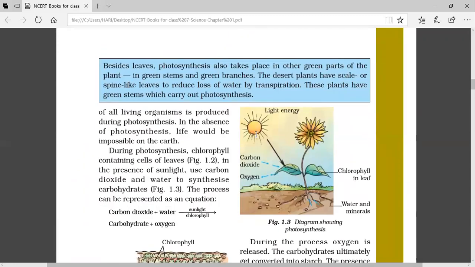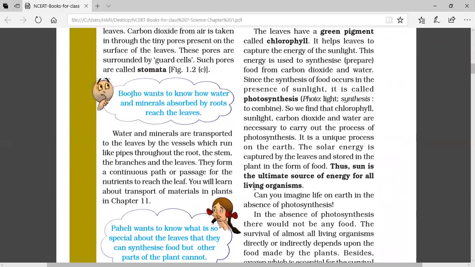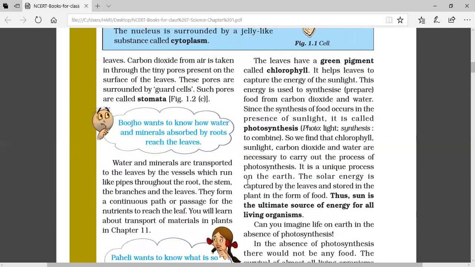Roots of the plant absorb water from the soil. This water is transported to leaves through conducting vessels. Conducting vessels work like pipes and carry the water absorbed by the roots to the leaves. Thus, leaves get water for the purpose of photosynthesis.